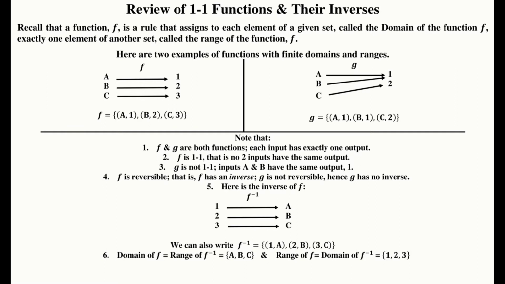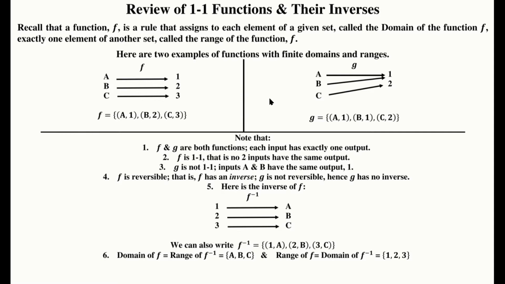If you recall, a function is basically a rule that assigns to each member of a given set, such as the set A, B, C here, exactly one member of another set, for example, the set 1, 2, 3. And the keyword is the exactly. In other words, each input should have exactly one output. Now, it is not a problem if two inputs have the same output. That still qualifies as a function.